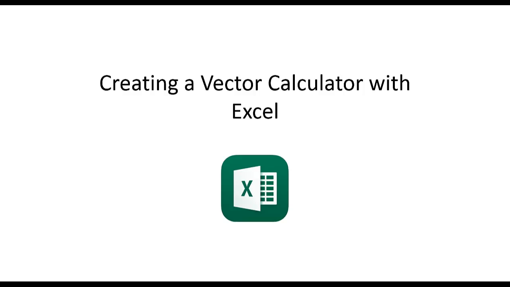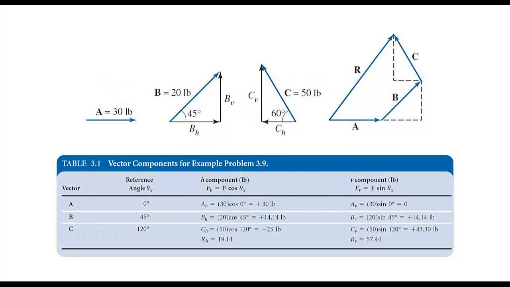I'm going to demonstrate how to use Microsoft Excel to build a calculator for adding vectors. Shown here are vectors A, B, and C along with all three vectors connected head to tail to graphically create a resultant vector. The table below shows the calculations for the horizontal and vertical components of each vector that are summed here to find the components of the resultant vector.